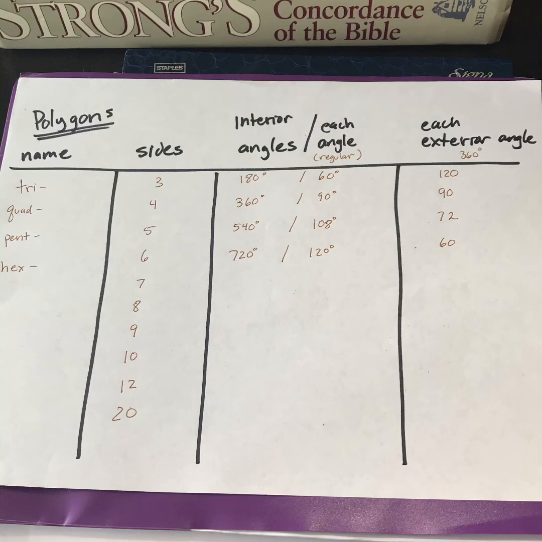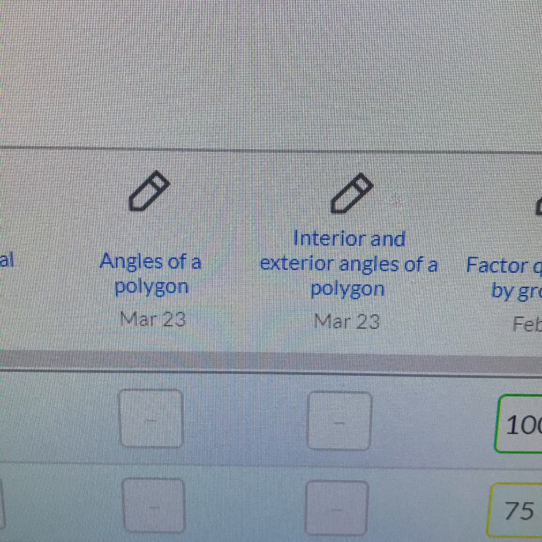And you have a product that you should have created throughout this instruction, which is a table that has the names, number of sides, total interior angles, each interior angle, and each exterior angle of regular polygons. That much information should be able to walk you pretty quickly through the first two assignments due on the 23rd, next Monday, about interior and exterior angles of a polygon and angles of a polygon.